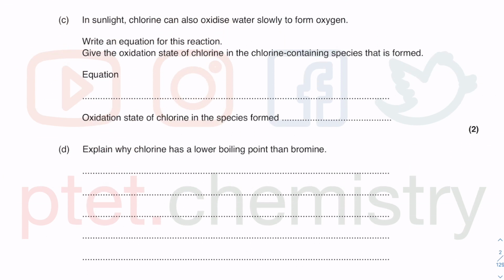In part C, in sunlight, chlorine can oxidize water slowly to form oxygen. Write an equation for this reaction. Part 1, give the oxidation state of the chlorine in the chlorine-containing species that is formed. So Cl2 reacting with water. It can oxidize water to form oxygen. If you get O2, then what is the other product? Could it be HCl? Let me think about this.